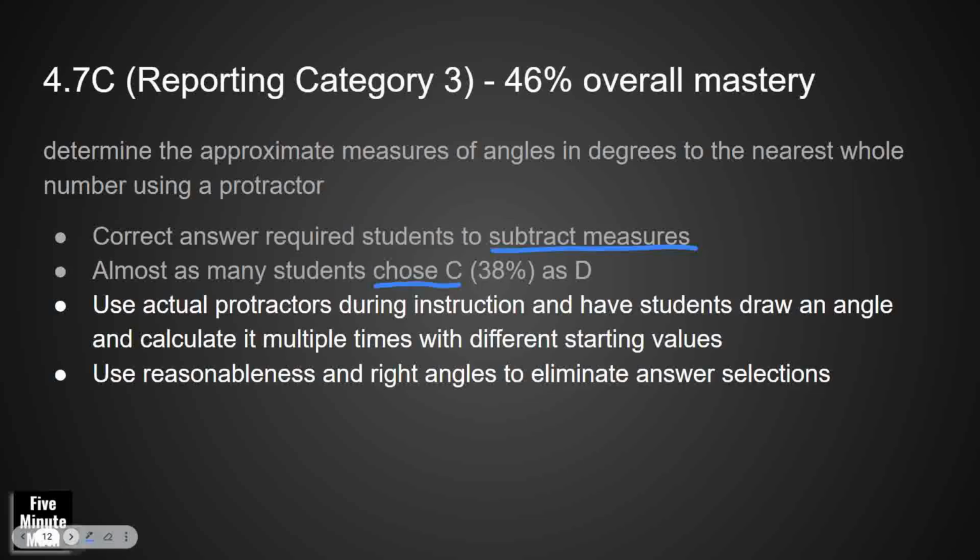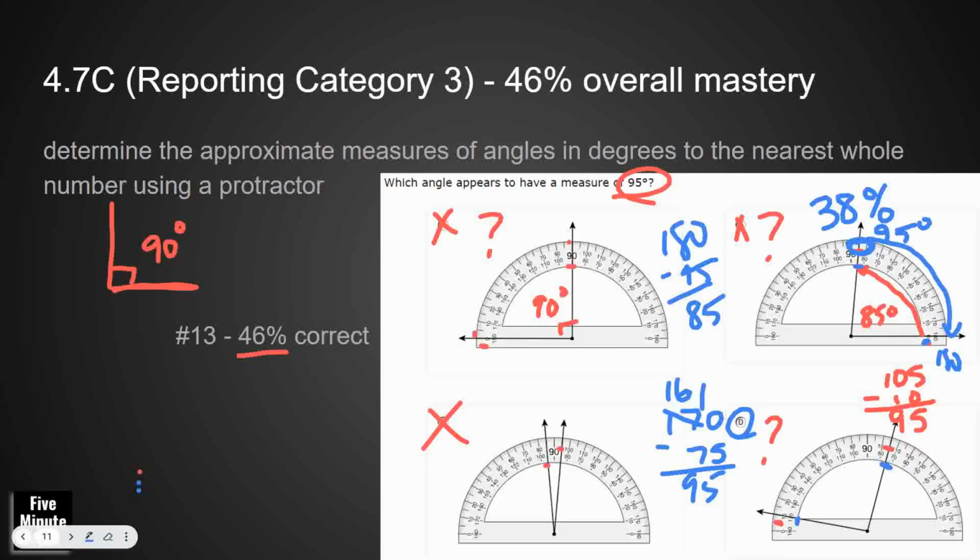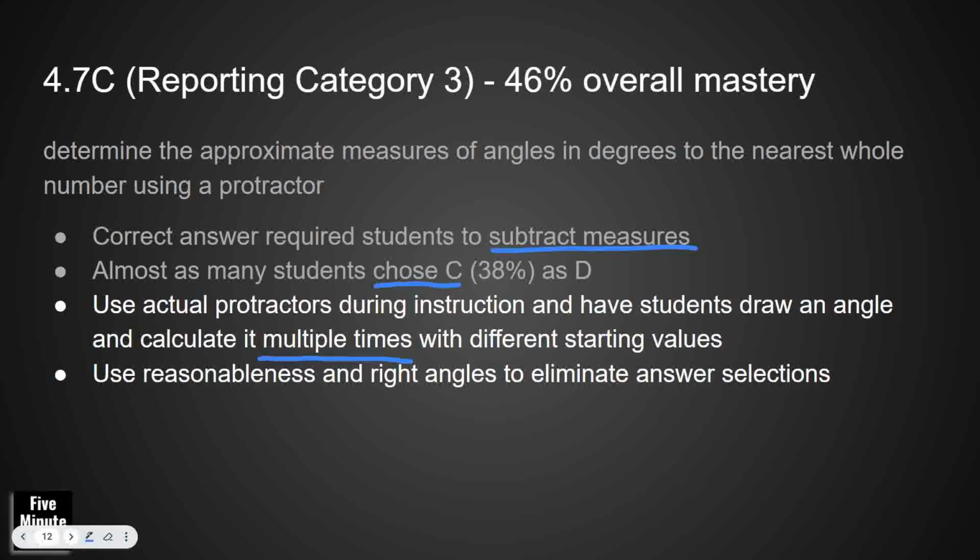So we need to continue to work with our students using actual protractors, right? Have them draw an angle that's so many degrees, and then calculate it multiple times. Have them keep rotating with still the center in the middle, certain amounts clockwise or counterclockwise, and calculate it again and again so they see that an angle measure stays the same no matter how you rotate it, whether you're counting between these two or whether it's lined up on one of the 0 or 180 marks.